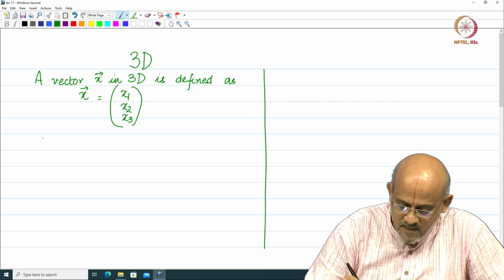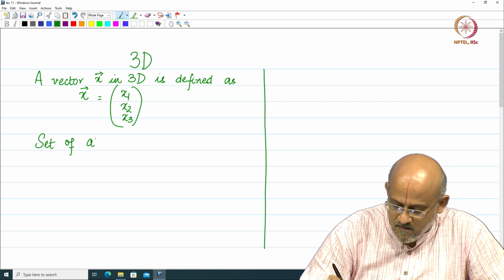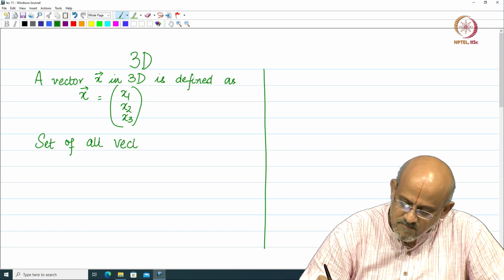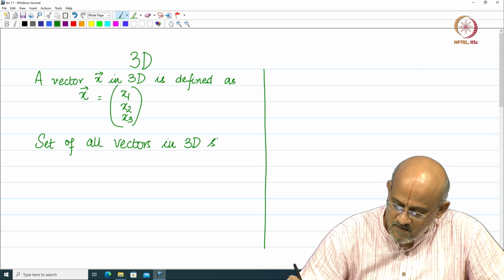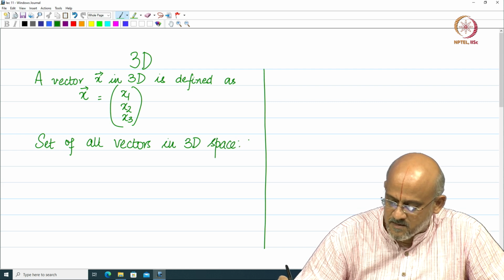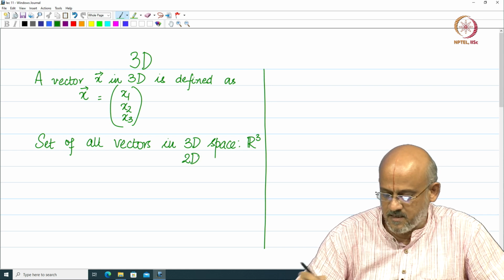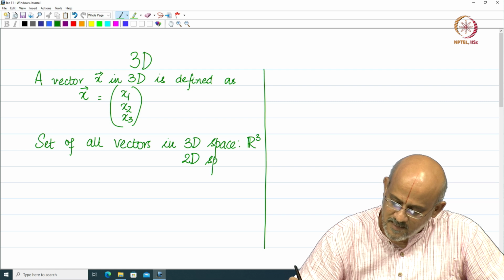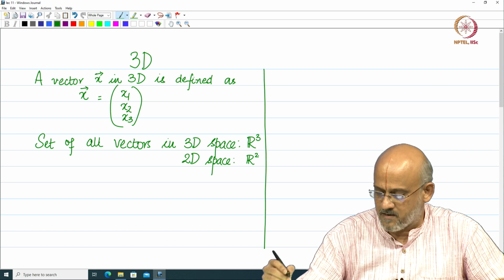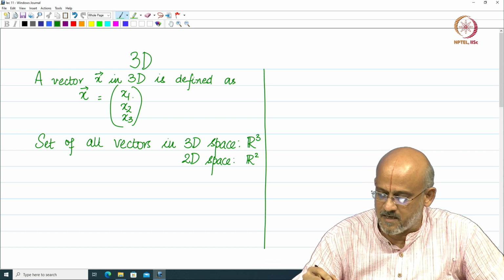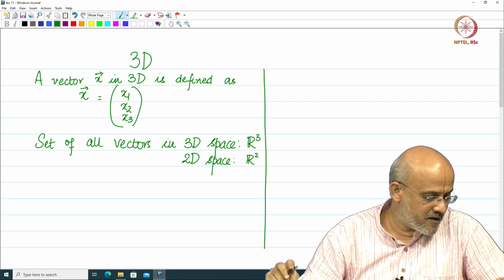We are also going to say that the set of all vectors in 3D space we are going to call R3, like how we said the set of all vectors in 2D space we call R2. Now what does this actually mean? It is basically the Cartesian product of 3 real numbers, x1, x2, x3. So you are going to call that R3, and this one R2.